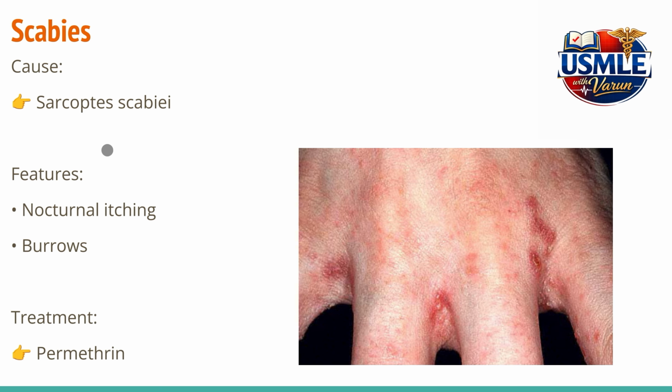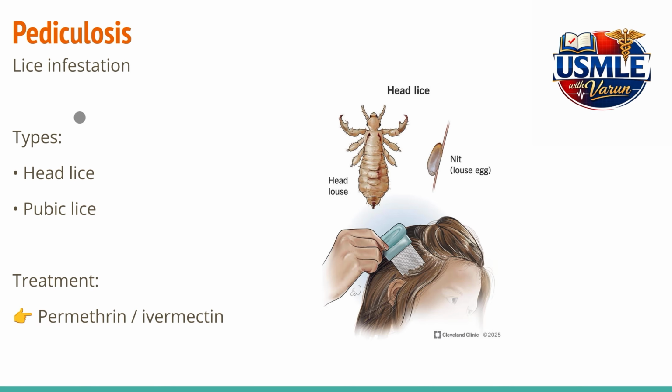Scabies is caused by a mite. So the key symptom in scabies is intense itching, especially at night. And these mites can create burrows in the skin, especially between fingers and toes. So this pattern is very characteristic, and scabies is caused by Sarcoptes scabiei. Pediculosis is due to lice infestation, so transmission depends upon the type, but the treatment is straightforward with topical or oral agents like permethrin and ivermectin.